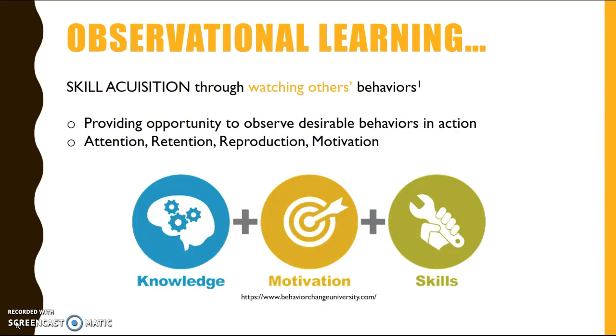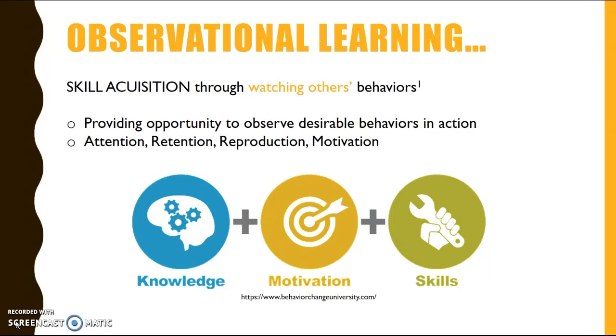So observational learning is skill acquisition through watching others' behavior. And this could be on social media, it could be in person, it could be within a family or peer group. But watching is one of the ways that we learn best, and that begins early on in life as well. If you've ever seen a small child or a baby, they're constantly watching and learning. It's a human behavior.